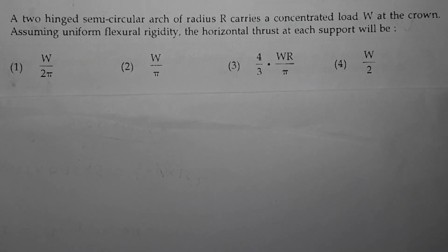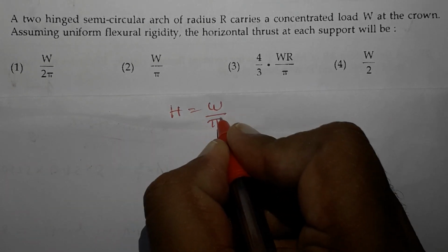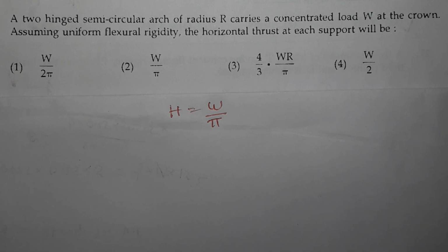Next question. A two-hinged semicircular arch of radius capital R carries a concentrated load W at the crown. Assuming uniform flexural rigidity, the horizontal thrust at each support will be. Now it is a standard case of loading in case of a two-hinged semicircular arch, and the formula is well known. Horizontal thrust H is given by H is equal to W upon pi, and that is why the correct option is option 2.